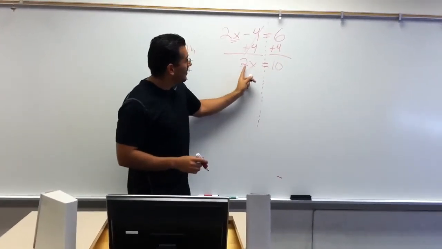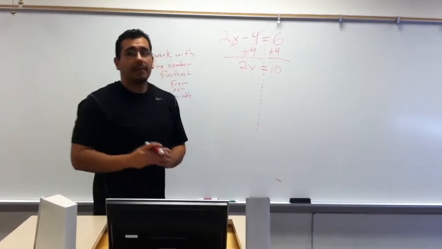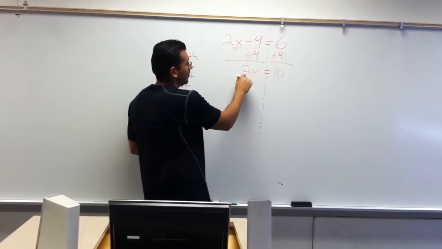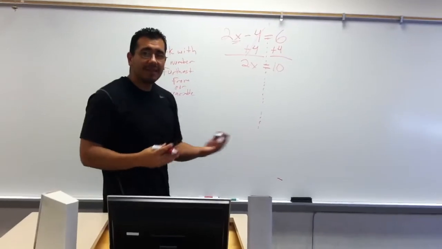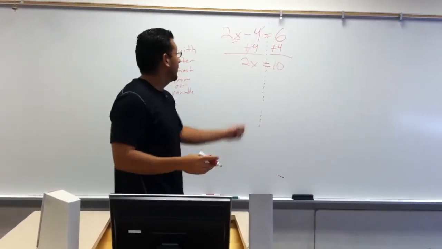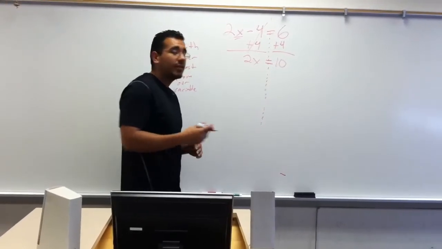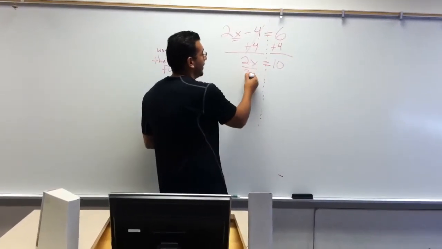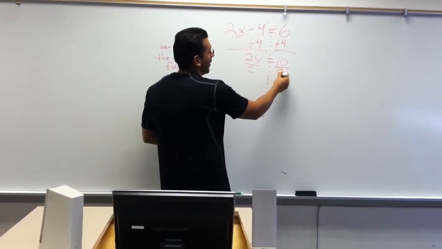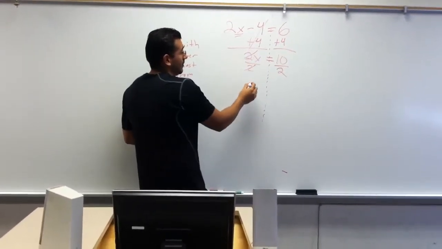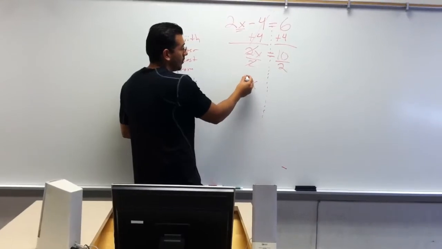But remember, what does this 2x mean? It means 2 times x. So this is really 2 times x. So what's the opposite of multiplying by 2? Good. Dividing by 2. So why do I want to divide by 2? Again, I want the x by itself. So here, these cancel, and it leaves me with x or 1x.